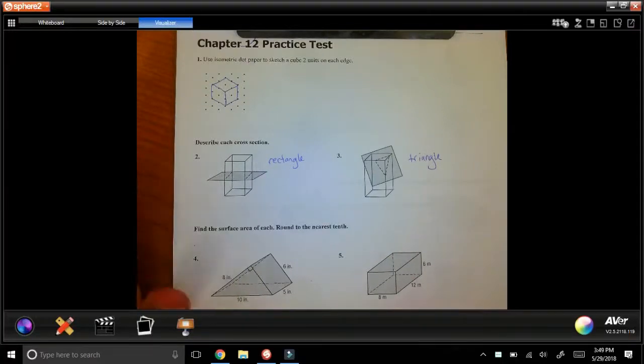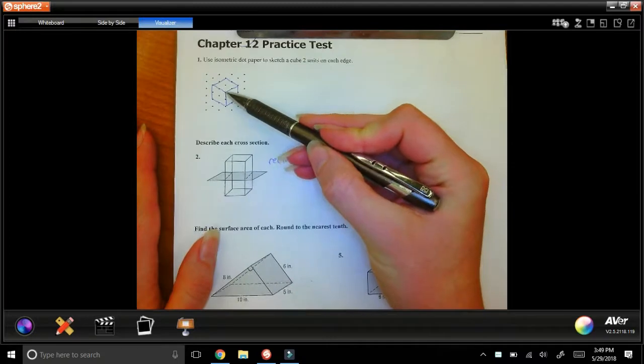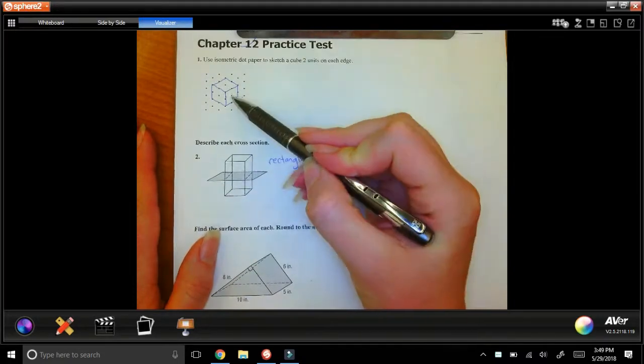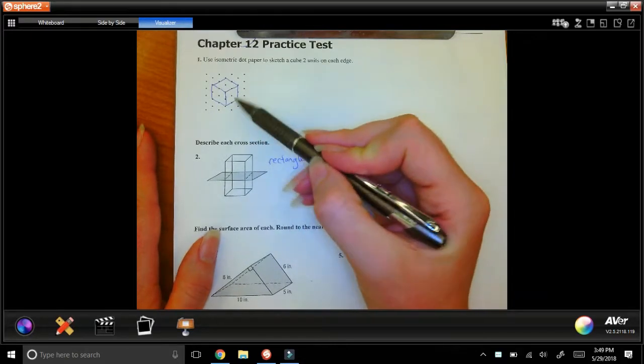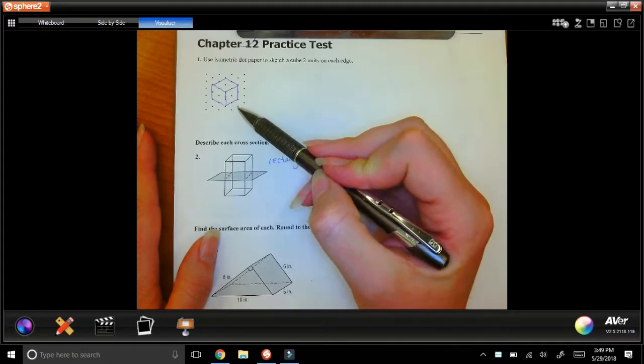Okay guys, so here is the answer key to the practice test for chapter 12. This first one, because it's a cube, 2 units on each side, I just went up 2, over 2, and over 2 that way, and then drew in that cube on that dot paper.